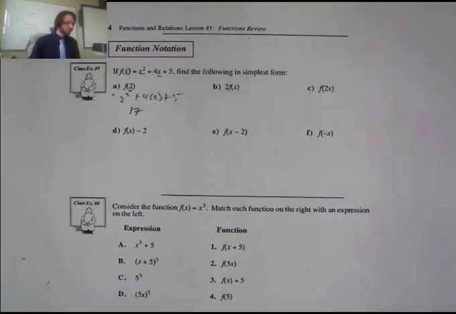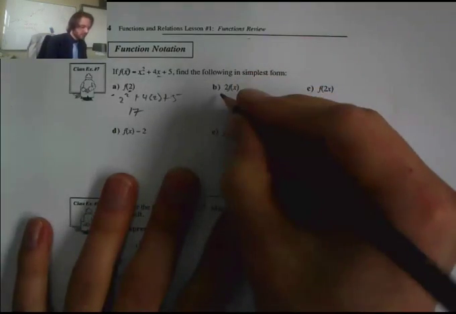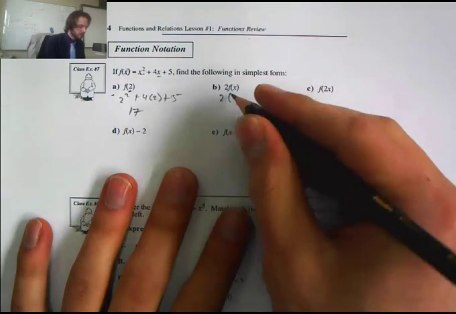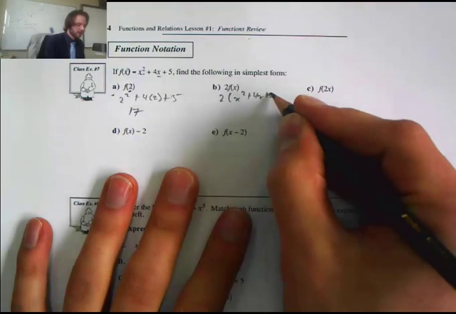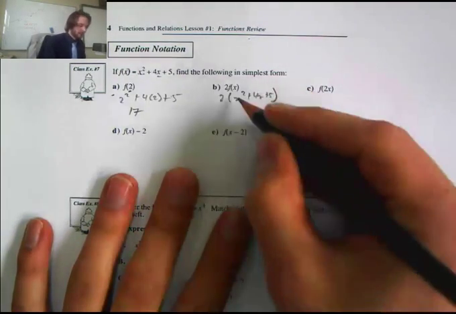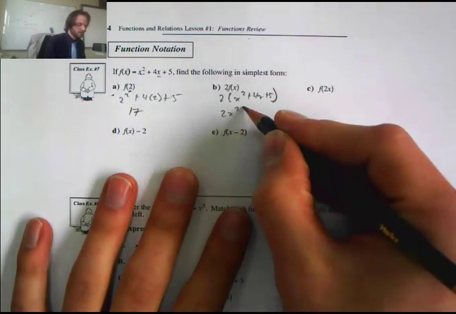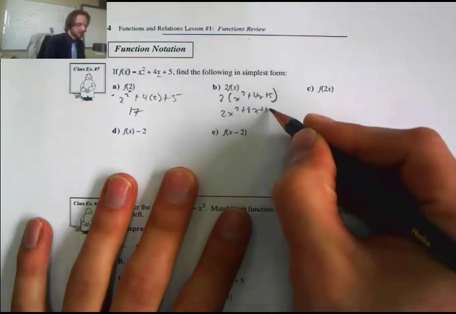Let's take a look at the next one. Now it's saying 2 multiplied by all of that. So this here is just 2 multiplied by the whole function of x squared plus 4x plus 5. Okay? I multiply that in, I'm going to get 2x squared plus 8x plus 10.